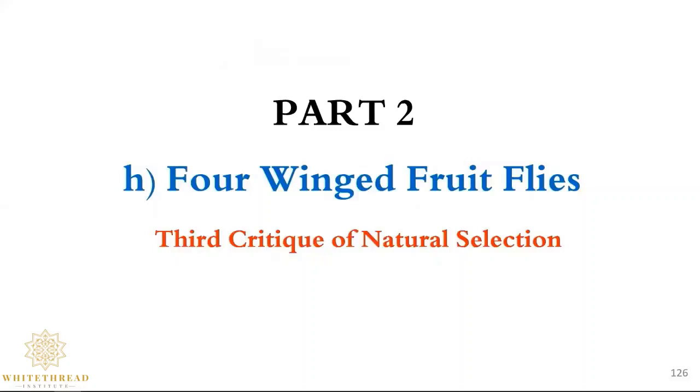And we come to our last evidence, which I will discuss here, which is related to the four-winged fruit flies. And this is regarding the possibility of macroevolutionary change, whether it's possible or not, and whether there is any methodology that could be used in science to demonstrate that random mutations can produce a macroevolutionary change. And this is the third critique of natural selection.